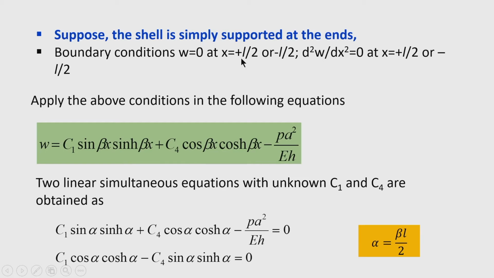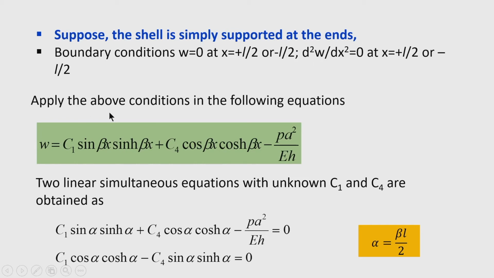Say x is measured positive towards the right from the origin, then the right hand support of the shell is located at x is equal to plus L by 2, whereas the left hand support of the shell is located at the coordinate x equal to minus L by 2. Okay. Minus L by 2 locates the support at the left hand and plus L by 2 locates the support at the right end. W is 0 as well as bending moment is 0, because it is a simply supported condition.